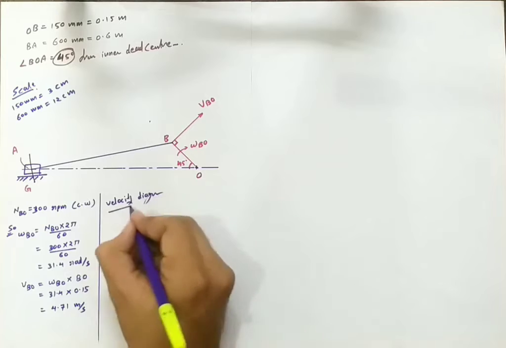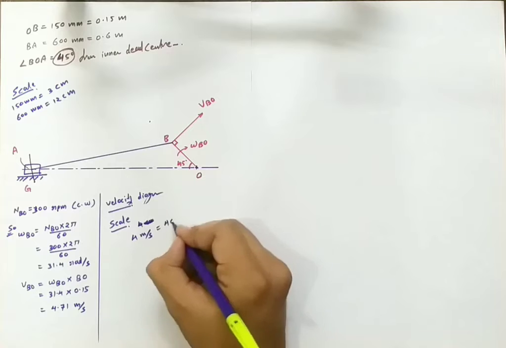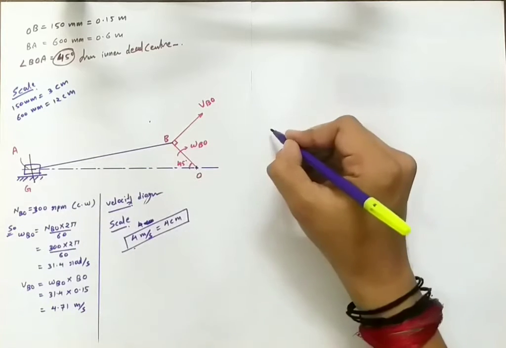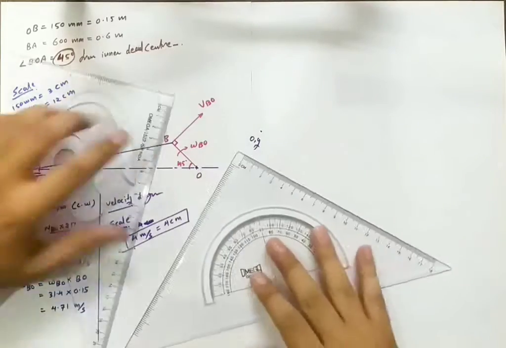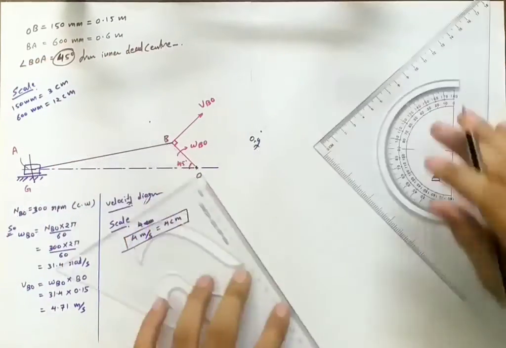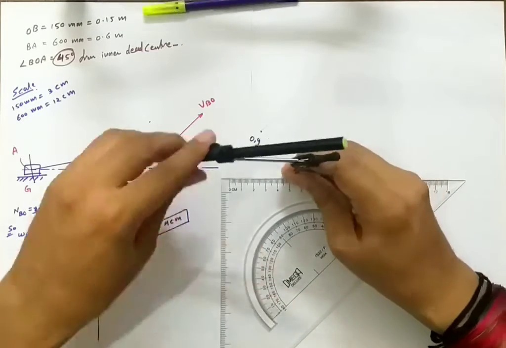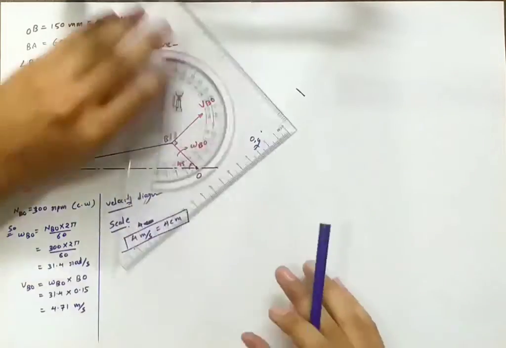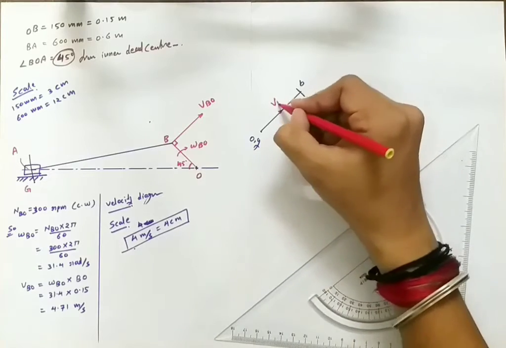For other links we have to make the velocity diagram, so we'll go for velocity diagram, and for that we have to choose the particular scale. So we have taken 4 meter per second is equal to 4 centimeter. Now we have to mark the fixed points, that is O and G, and we will shift the input link velocity in the given direction. So that is 4.7 centimeter as per the scale. So now this is point B, and this is the direction of VBO.